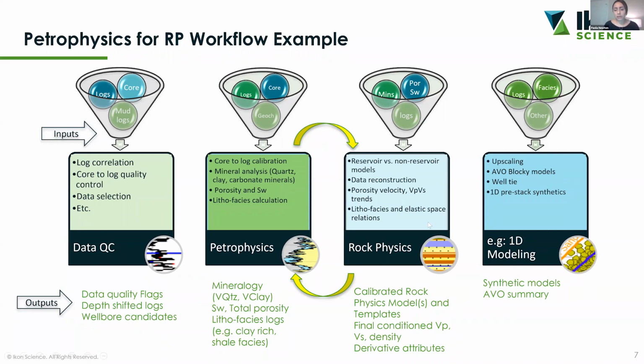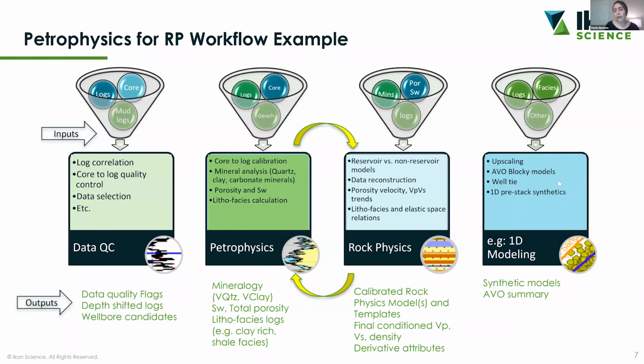I have the next bucket, which is the rock physics itself, and this will be more towards the seismic petrophysics when we combine the two. We generate reservoir versus non-reservoir models, data reconstruction. Perhaps in phase 1 or actually the petrophysical phase, we have already done some corrections, but can we use a model instead? What are the velocity porosity relationships and how is that data from before being used in that calibration? We probably refine more the litho-facies in terms of elastic space. And as an example, those models and that rock physics model that we generate could be going into a 1D modeling, could be going into an inversion.